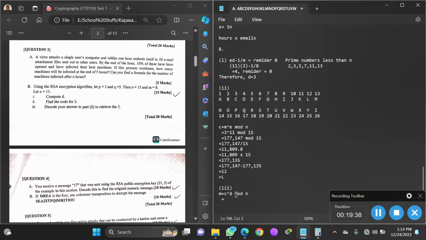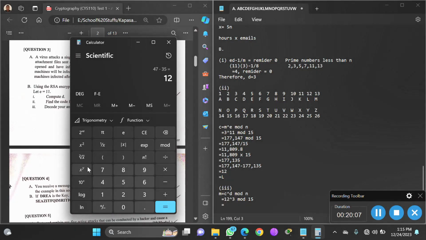So now we know our cipher, which is 12 or L, but I'll say 12. Then as you can see, our D was 3 based on our solution for 1, so it will be power 3, then mod N, which is just 15. Now if we say 12 power 3, what's the answer? So if we say 12 power 3 like that, we get this.